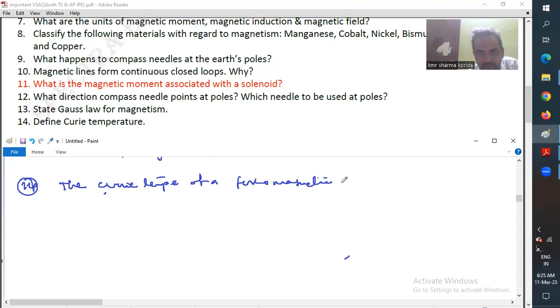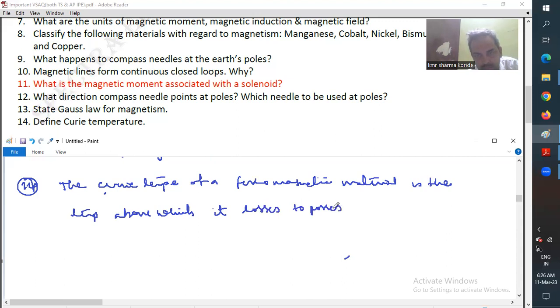The Curie temperature of a ferromagnetic material is the temperature above which it loses the property to possess magnetism in the absence of external magnetic field.